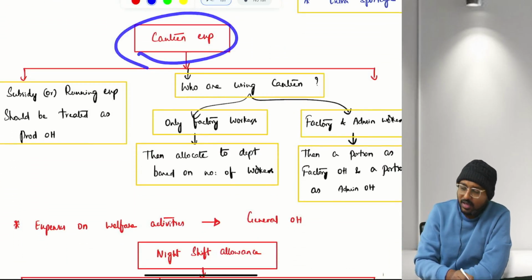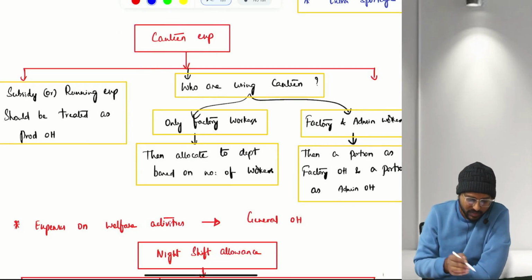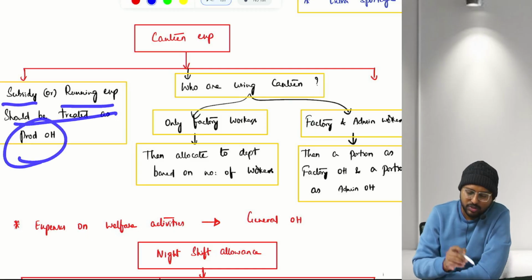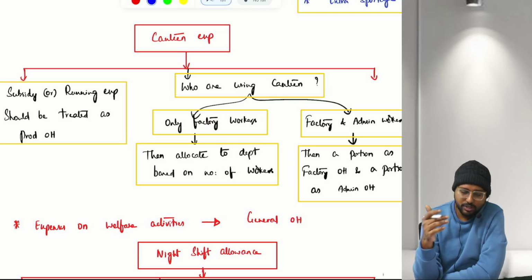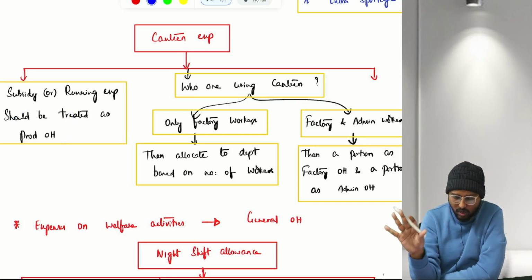The next one is canteen expenses. Subsidy or running expenses should be treated as production overheads. Canteen means obviously it will be run at a subsidy. Whatever is available outside will be available at a lesser price in the canteen, or in most companies it will be free. Why are you providing it free? It's like a benefit you are giving to the employee. So definitely it should normally form part of your production overheads.